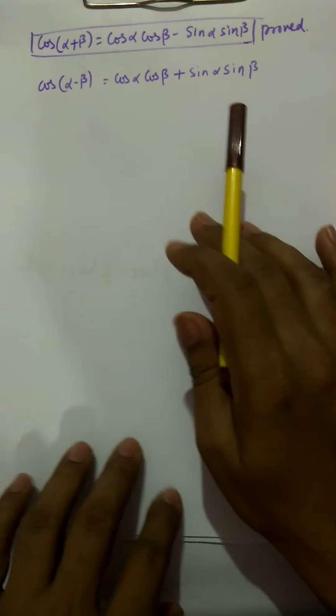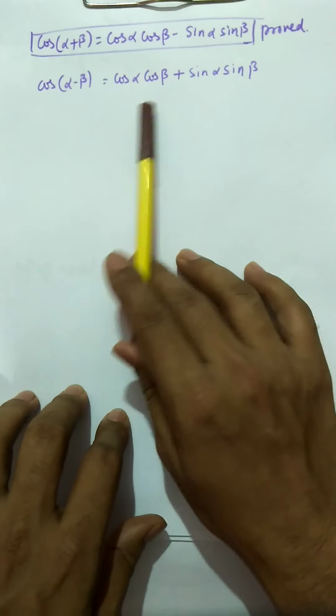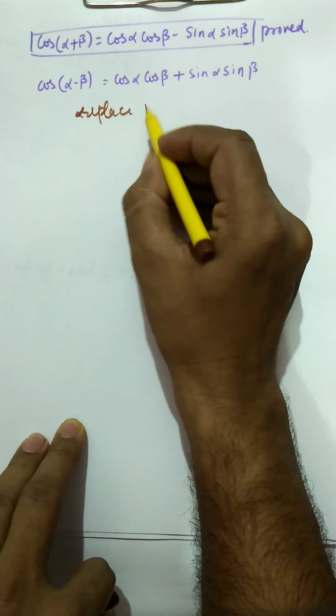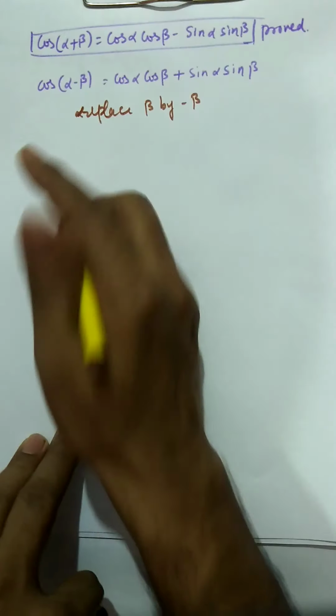Now we are going to prove that cos alpha minus beta is cos alpha into cos beta plus sin alpha into sin beta. As I told you earlier that this formula which I have proved is the basis of all the formulas. You see, from this formula I am going to derive this formula. So just substitution has to be done on both the sides. So let's say you just replace beta by minus beta in this proven one.